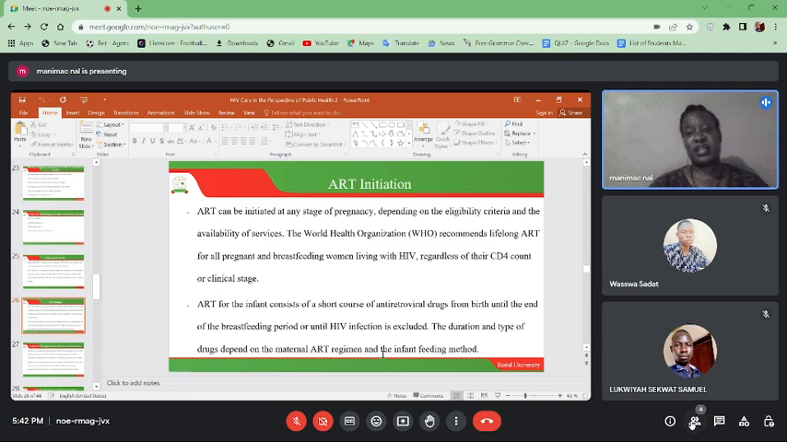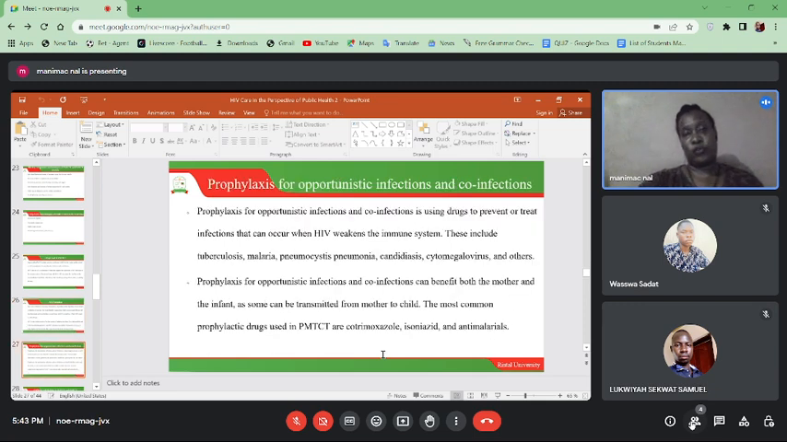So the duration and the type of these drugs depend on the maternal ART regimen, and also the infant feeding method. So if all that is successfully done, then there would be no need for a child to use ART therapy, or to be enrolled in ART therapy again.